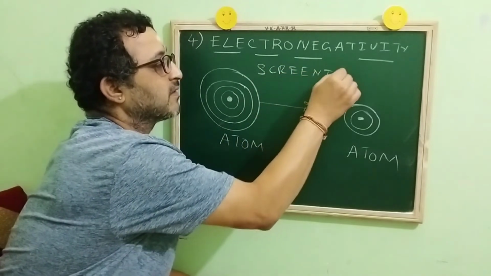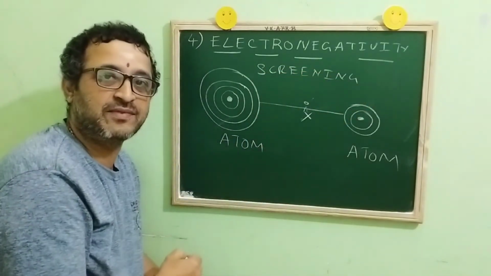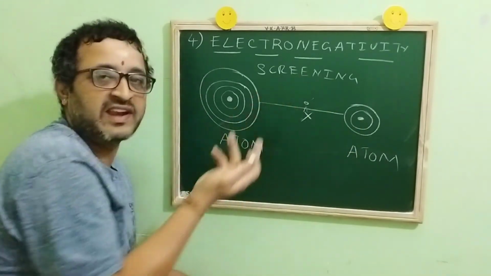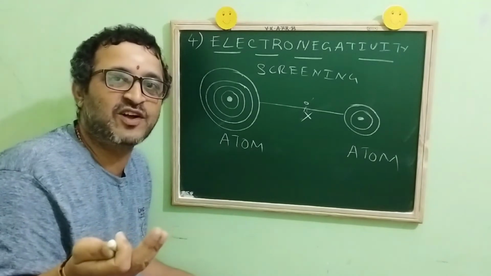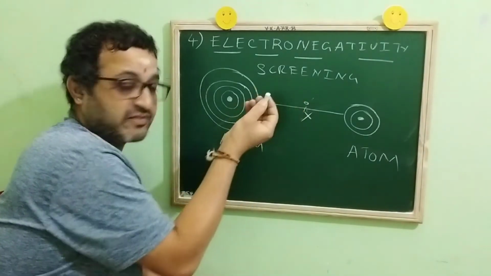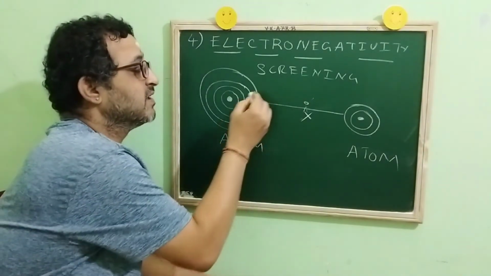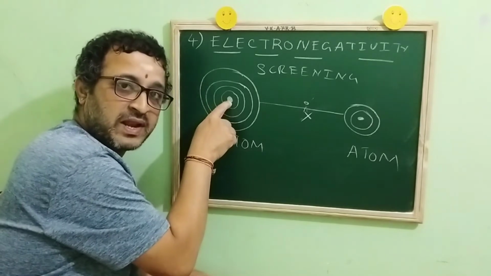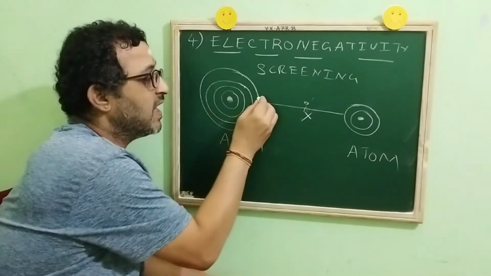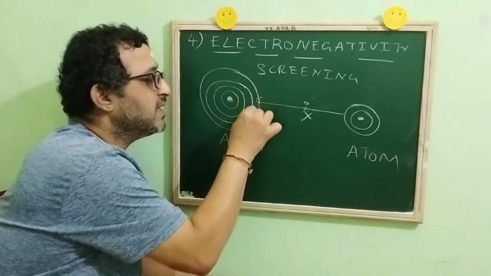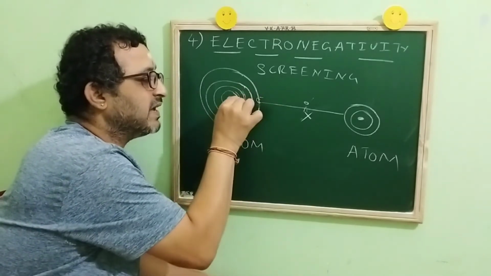More screening effect when compared to the smaller atom. Sir, what is the screening effect? Children, we have already discussed all those things in the previous classes. The screening effect, also called the shielding effect, is nothing but the decrease in the force of attraction between the nucleus and the outermost electron by the electrons of the inner shells.